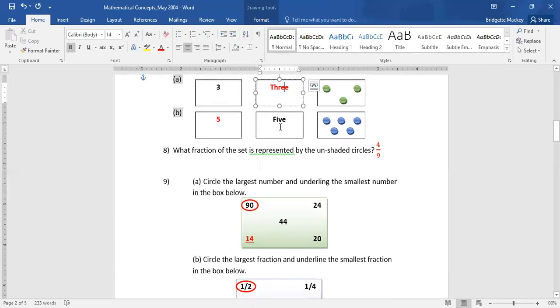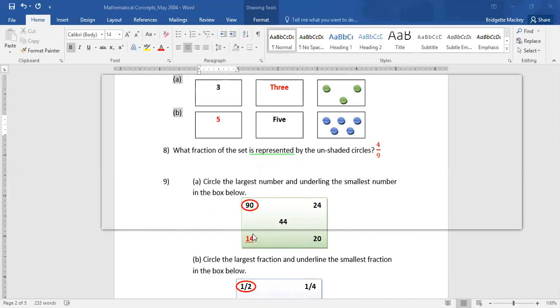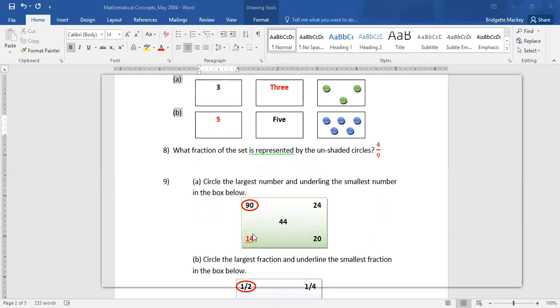And then for question B, we were given the word 5 and then a box with 5 circles. And so we had to complete the first box by putting in the number 5. And that's what we see here. Now, the next question, question 8, let's go back to this little question box because it's not included. Actually, it's question 9. And it says, what fraction of the set is represented by the unshaded circles? So these are the unshaded circles.